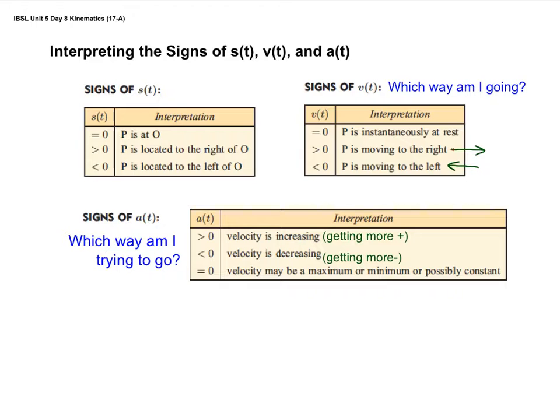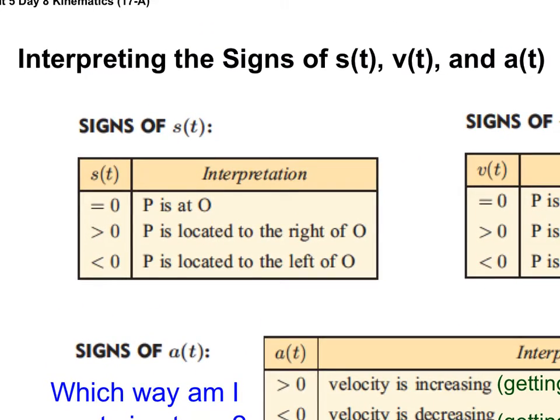So how do we interpret these things, okay? I like this slide, and you may want to just keep it handy as you're working through various problems. But we mentioned this already, the signs of the displacement function tell us where we are, okay? Are we at the origin? Well, then our displacement is 0. Are we to the right or above the origin? Then our displacement is positive. Are we to the left of the origin? Well, then our displacement is negative.